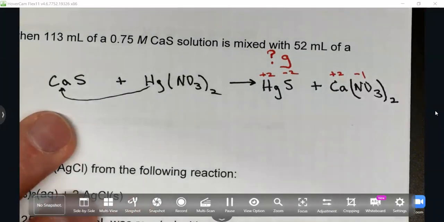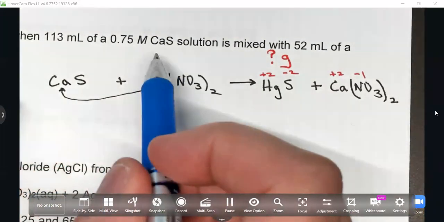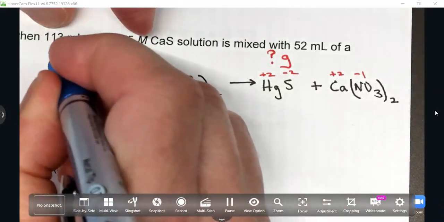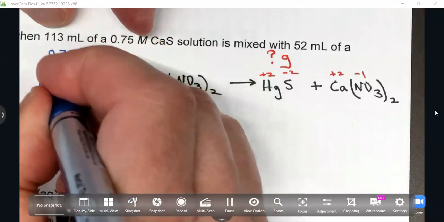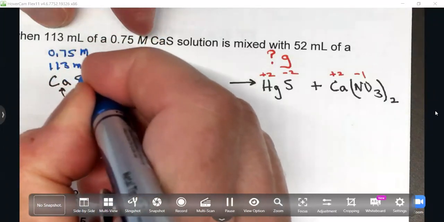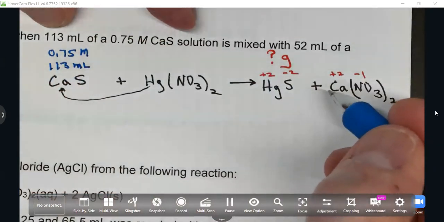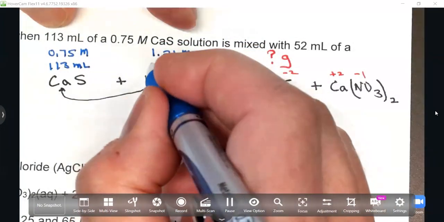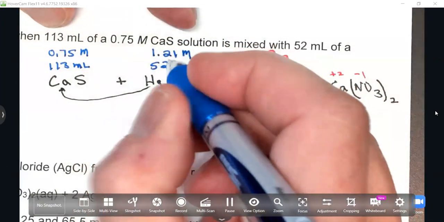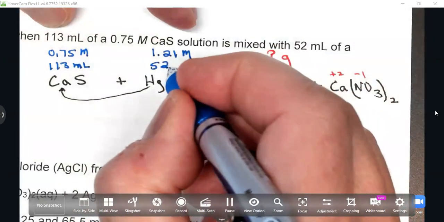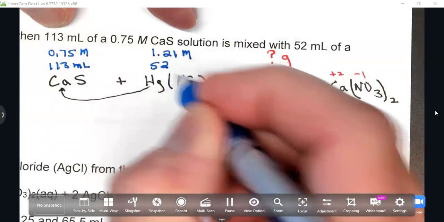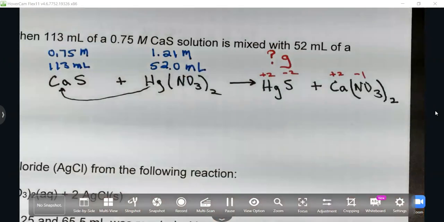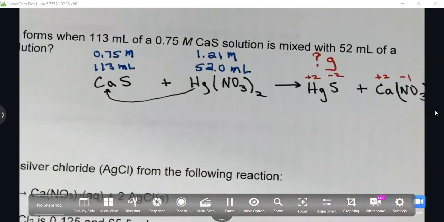But we've got here this is 0.75 molarity, 113 milliliters. And this is 1.21 molarity and 52. No, I'm missing a sig fig there. I'm going to put 52.0 because all the answers have 3 sig figs. So I'll have to fix that. We're looking at something like this.